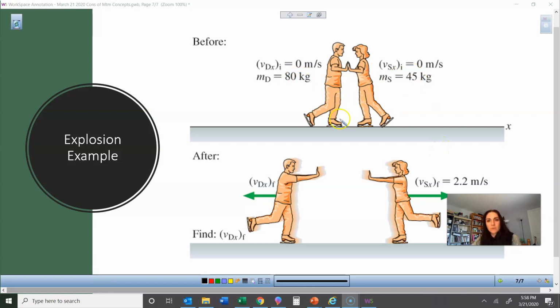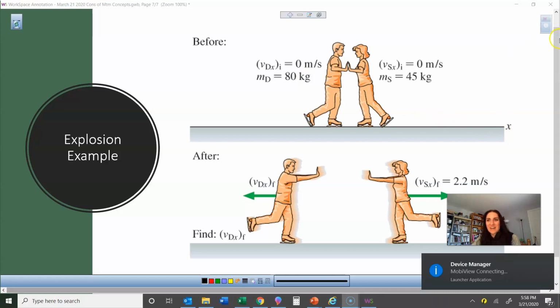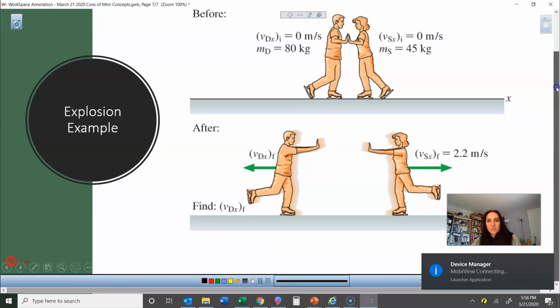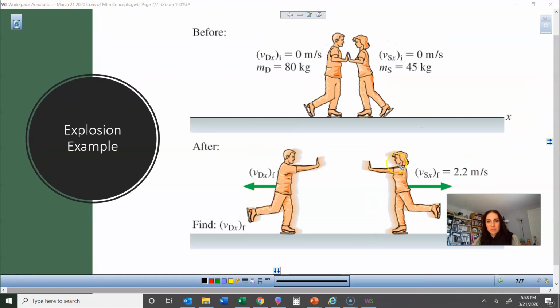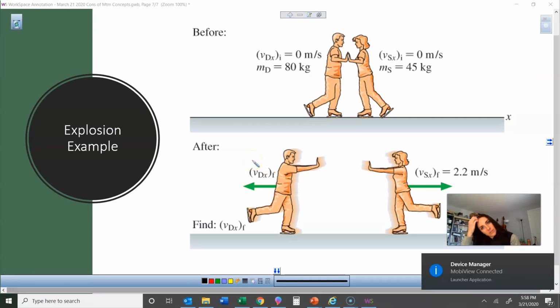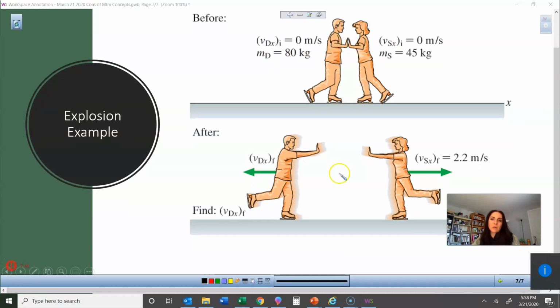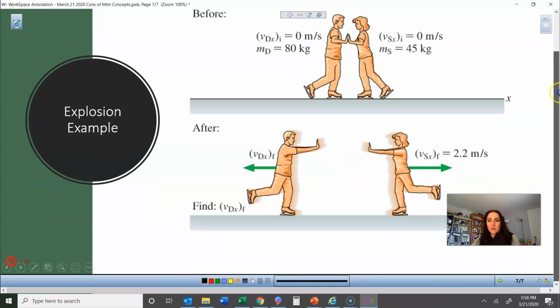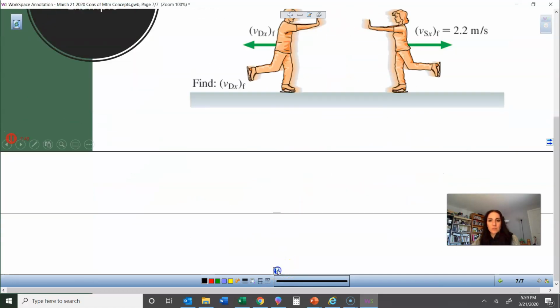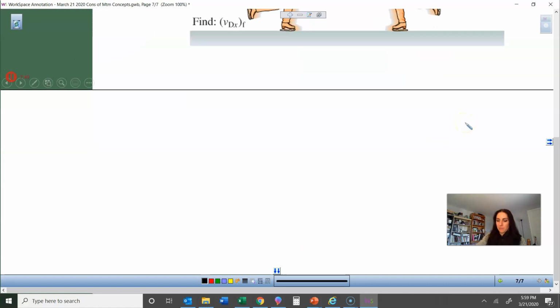And what they're doing is, if you notice, they're on skates and they push apart. It's really fun to do if you haven't already done something like this. So anyway, they're going to push apart, and it looks like we know the velocity of this person, but we're finding the velocity of the other person like that. So the fact that they stay together and push apart is a signature example of an explosion. So let's go ahead and set up the mathematics here, and let's go ahead and solve it.